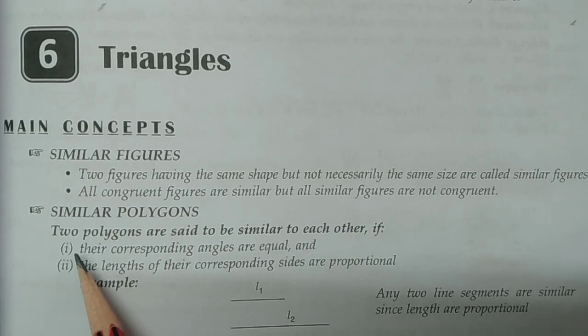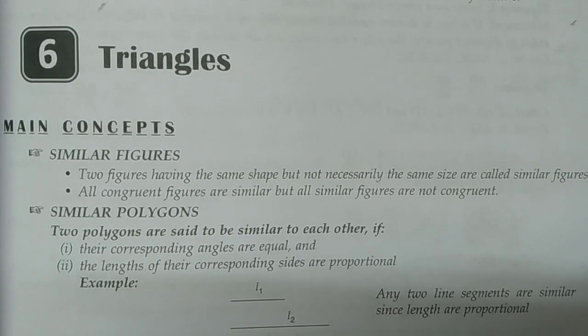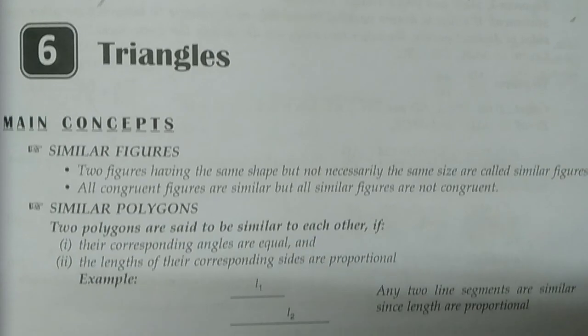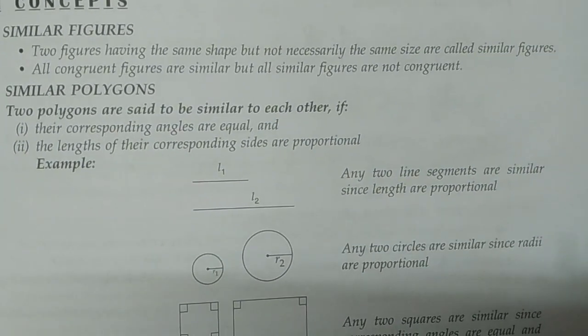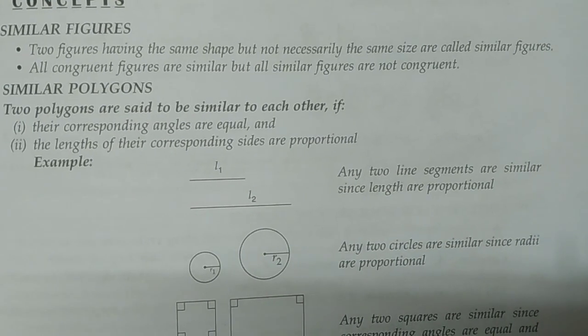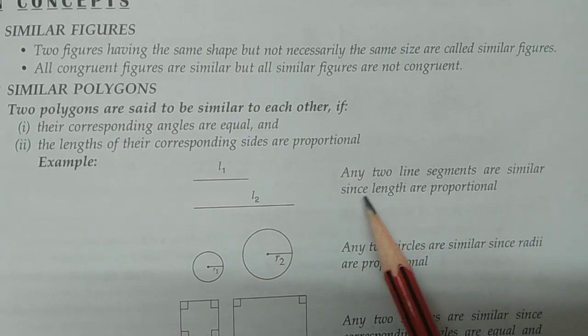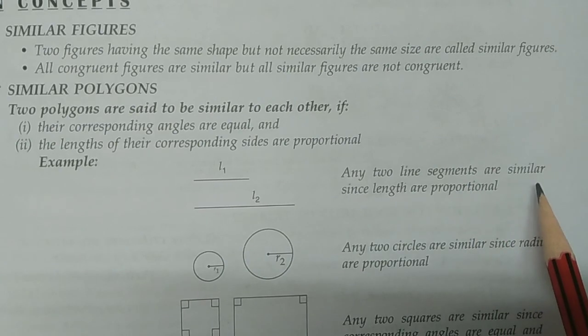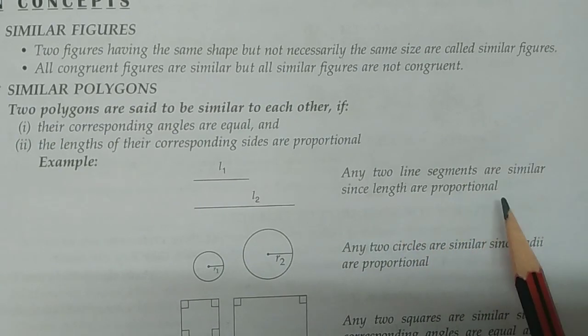It's given that two polygons are said to be similar to each other if, one, their corresponding angles are equal, and second, the lengths of their corresponding sides are proportional. For example, you can see here, this small and this big one. So you need to be aware and confident from here. It's given that any two line segments are similar since lengths are proportional.